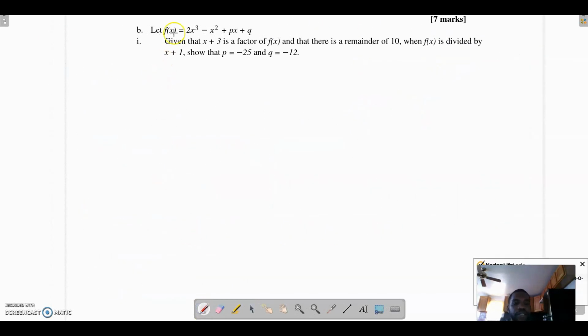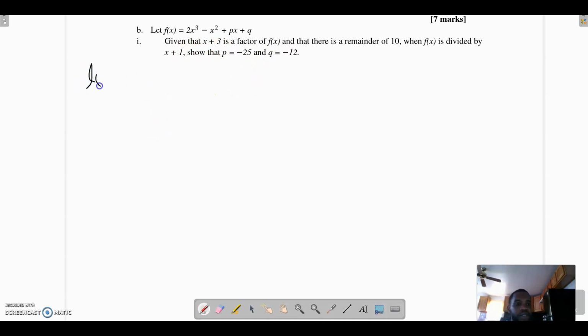Alright, the next question says: let f of x equal 2x cubed minus x squared plus px plus q. Given that x plus 3 is a factor of f of x, and that there is a remainder of 10 when f of x is divided by x plus 1, show that p is equal to -25 and q is equal to -12. So let's start with the factor, x plus 3.